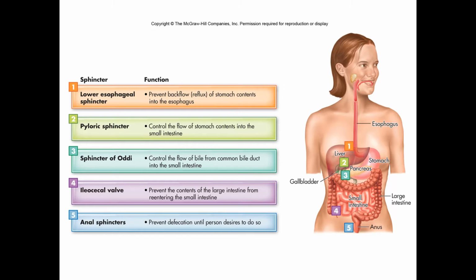The pyloric sphincter is between the small intestine and the stomach. The sphincter of Oddi is between the bile duct from the accessory organs and the small intestine. The ileocecal valve is between the small and large intestines, and the anal sphincter is the end of the GI tract. These help the contents of the organs proceed in one direction.